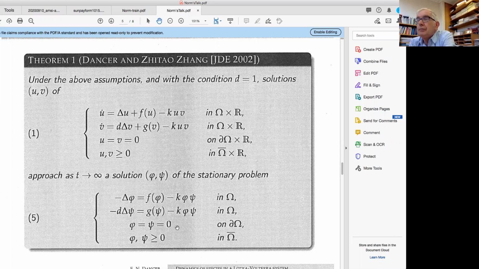And the stationary problem is the obvious one. You just drop the U dot and V dot, and you get, and I've just rearranged the terms, but it's the obvious stationary problem. And so this is the older theorem.